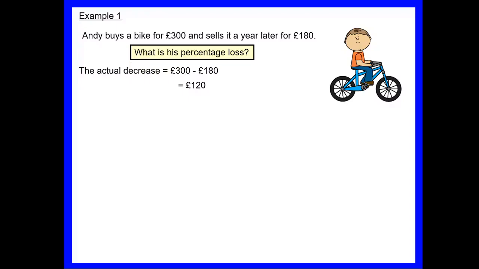So our formula said it's that change in the value divided by the original value. Now the original value of his bike is what he had it for at the beginning. It's often the first number in the question. So he bought it for 300. So that's the value we're going to divide by. So we're going to do 120 divided by 300 and times it by 100. To the nearest percentage, that gives us a 40% decrease.